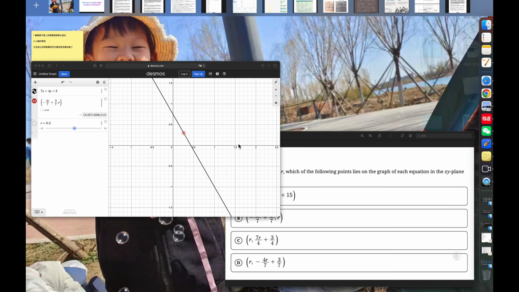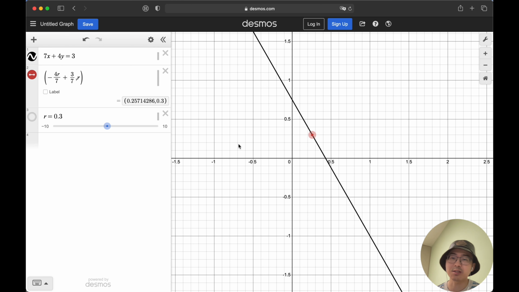And so this is how we can use the slider function on Desmos. Hope this can help you with your SAT questions.